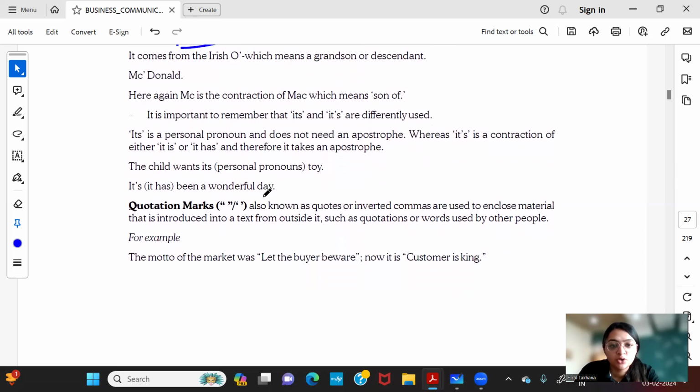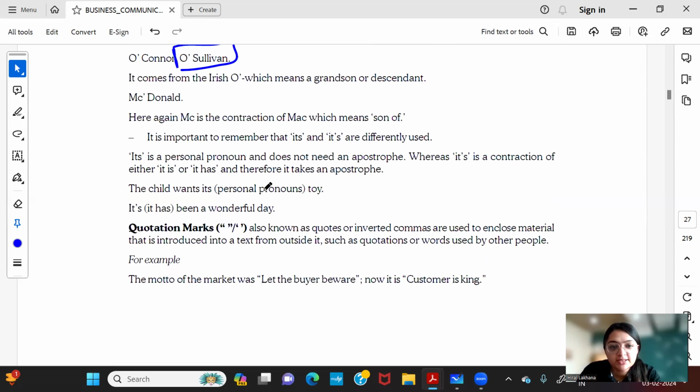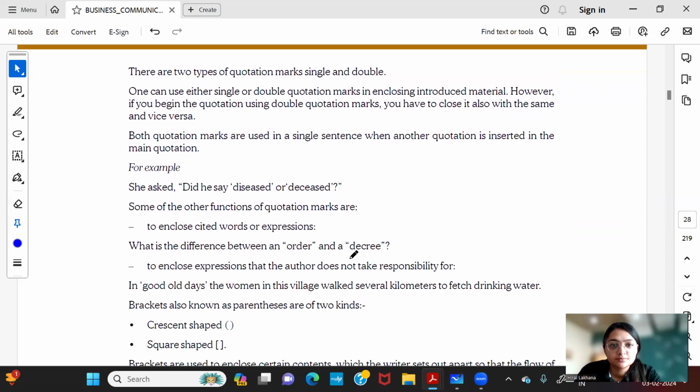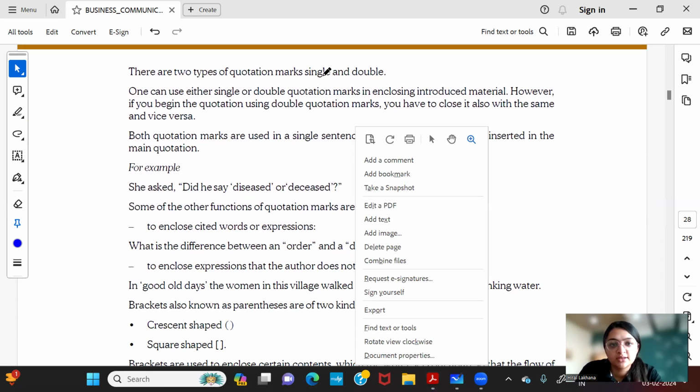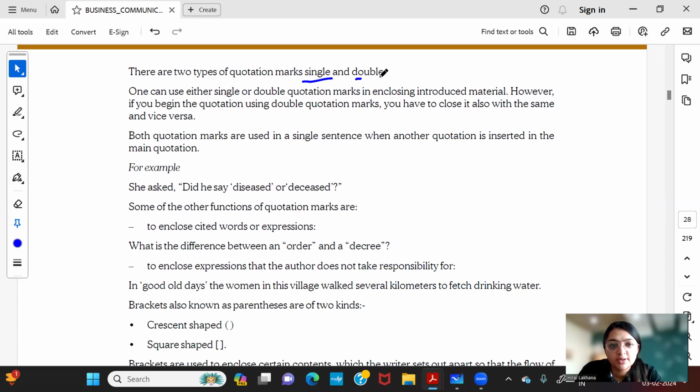Next, we had the quotation mark or the inverted commas. For example, the motto of the market was... Now we are introducing two mottos of the market. Before we begin introducing the two mottos, we have put them in inverted commas. Like I was mentioning earlier, these started with double inverted commas, so they are also ending with double inverted commas. So yes, there are two types, single as well as double inverted commas.